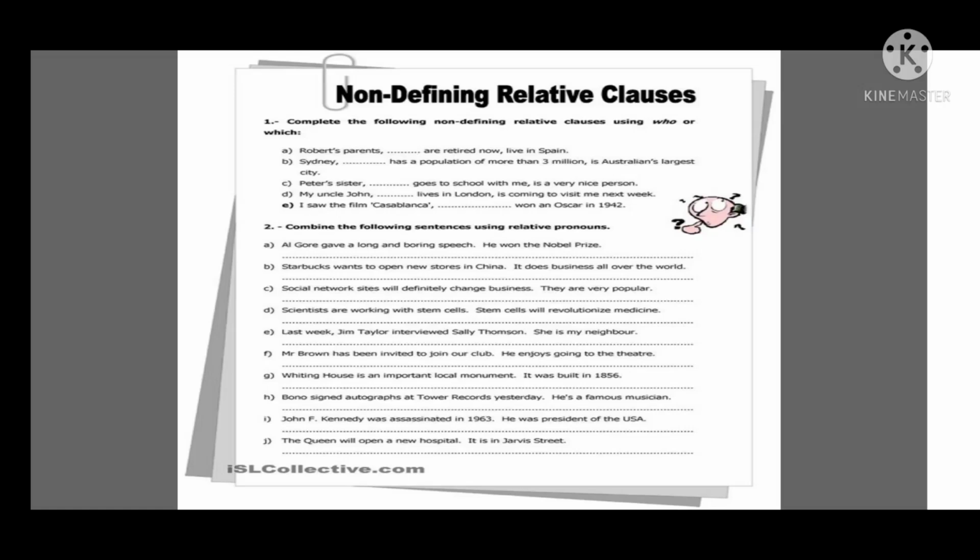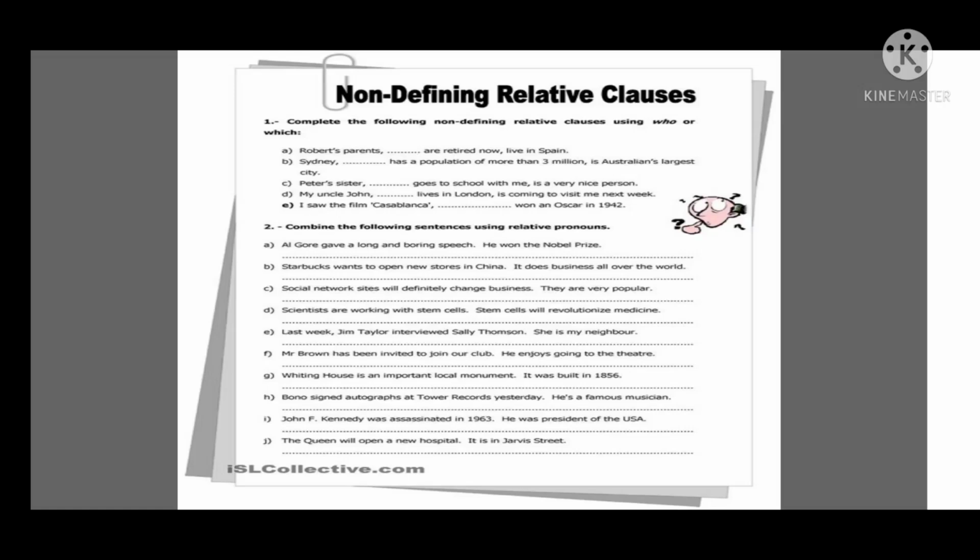Next example is, this is the neighborhood. I grew up here. You have to combine these two sentences by using a relative pronoun. The answer will be, this is the neighborhood where I grew up. Next example is, the bed was uncomfortable. I was sleeping on that bed. You can combine these two sentences by using a relative pronoun like this. The bed where I was sleeping was uncomfortable.